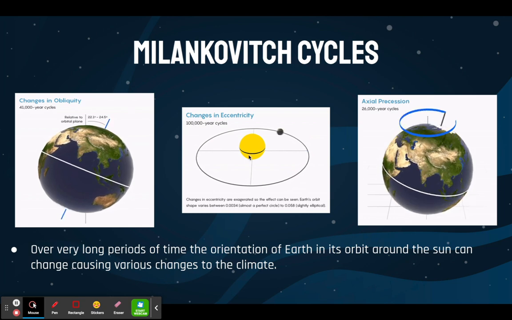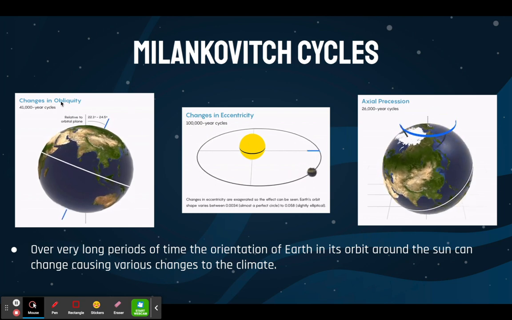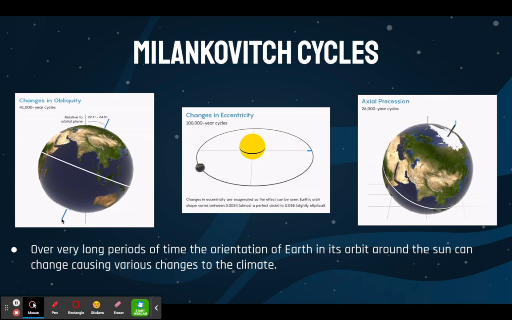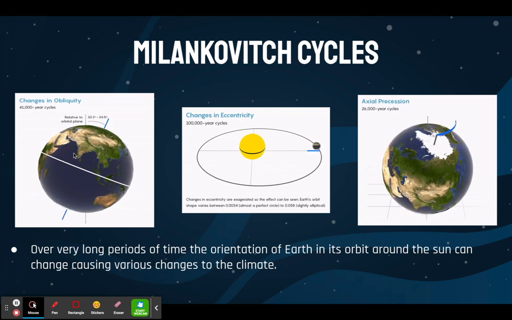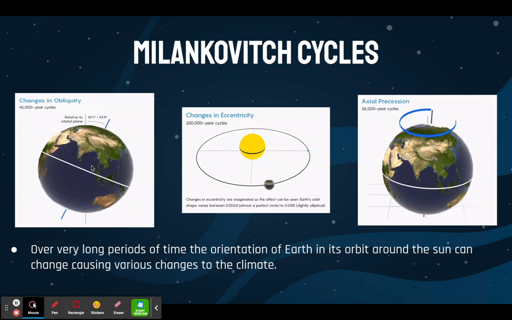But in a quick explanation, obliquity refers to the angle of the axis. You know that the Earth's axis is tilted. Now that can get less or more, changing how much direct sunlight goes onto different hemispheres of the Earth.